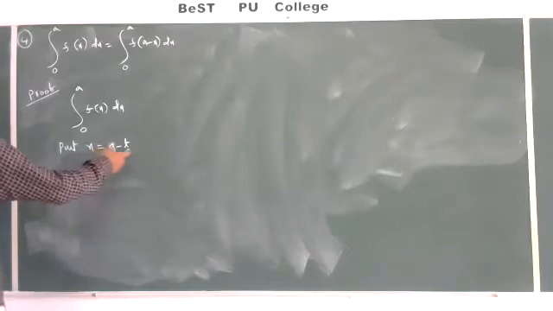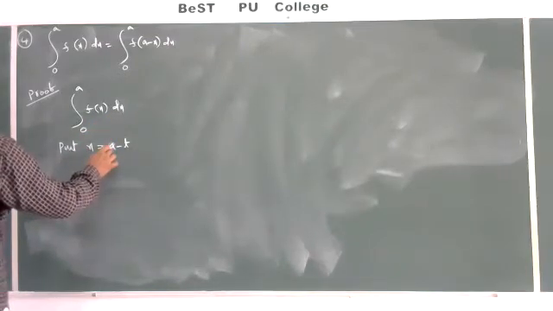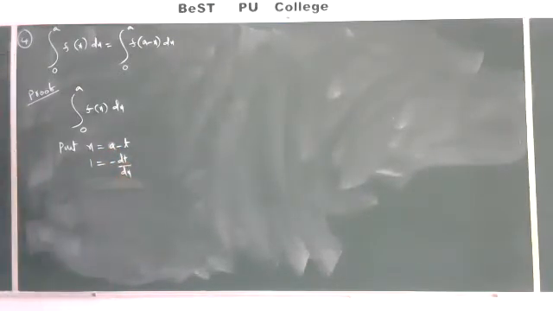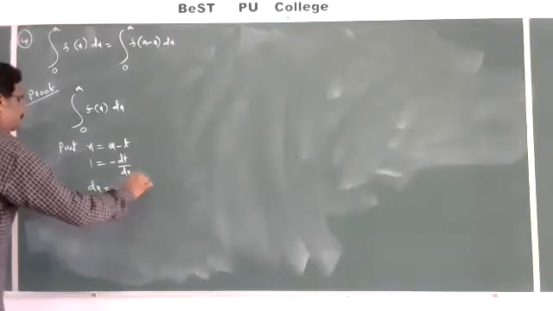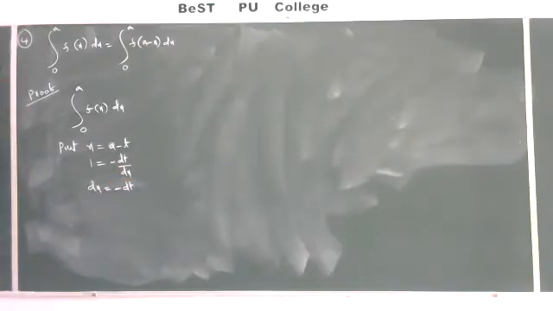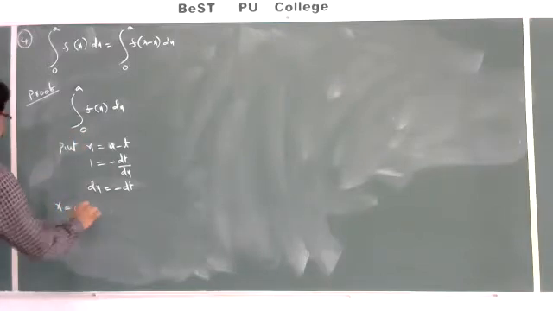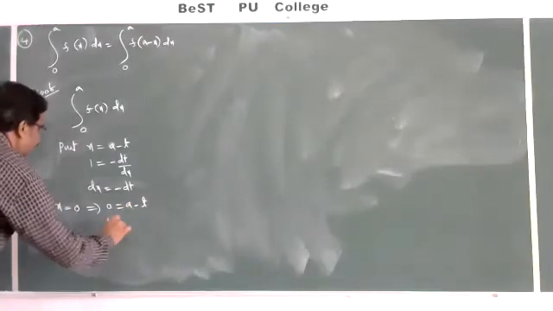Differentiating both sides with respect to x: derivative of x is 1, equal to derivative of a, a constant, which is 0, minus derivative of t, dt by dx. Cross multiplication gives dx is equal to minus dt. Then change the limits. When x is equal to the lower limit 0, 0 is equal to a minus t, then you get t is equal to a.